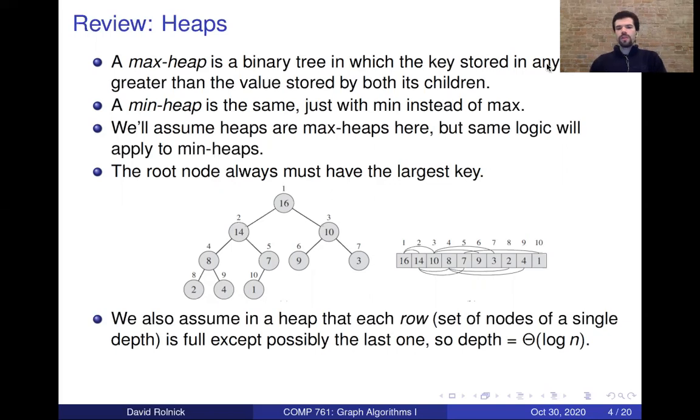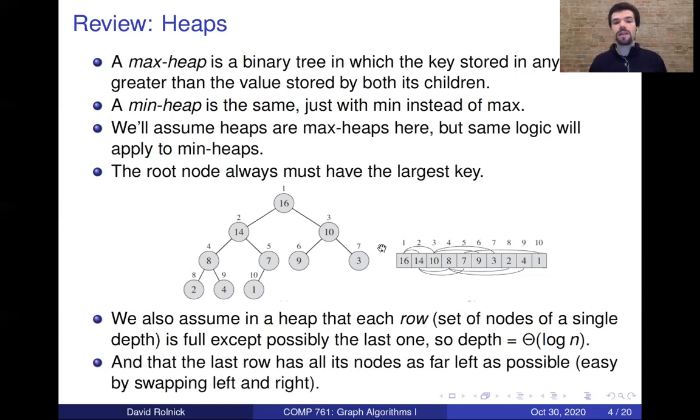And again, we always assume that a heap is nicely arranged in this binary tree so that each row is full except possibly the last one. So the depth of the heap is going to be on the order of log n, where n is the number of things in the heap. And we're also going to assume that the last row has all its nodes as far left as possible. And this is easy, you can easily move all the things in a binary tree over to the left just by swapping left and right children at different levels of the tree.